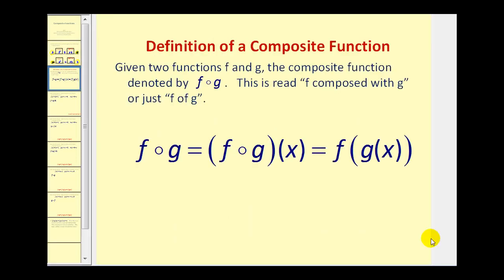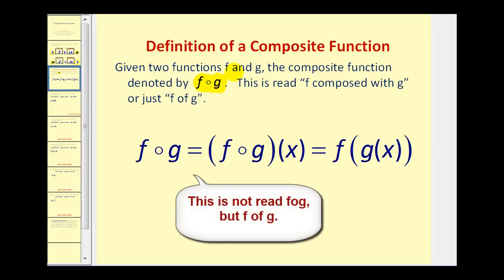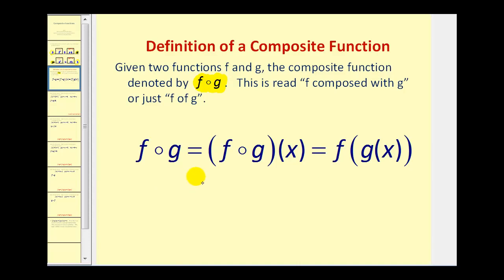The formal definition of a composite function states, given two functions f and g, the composite function denoted using this notation is read f composed with g, or just f of g. And we need to be careful not to confuse this symbol here with a multiplication sign. Notice for a composition of functions it's a hollow circle, whereas for multiplication it would be solid. Below here we see 3 equivalent ways to represent a composition of functions. Remember, for a composite function, the order in which we compose the functions is extremely important.